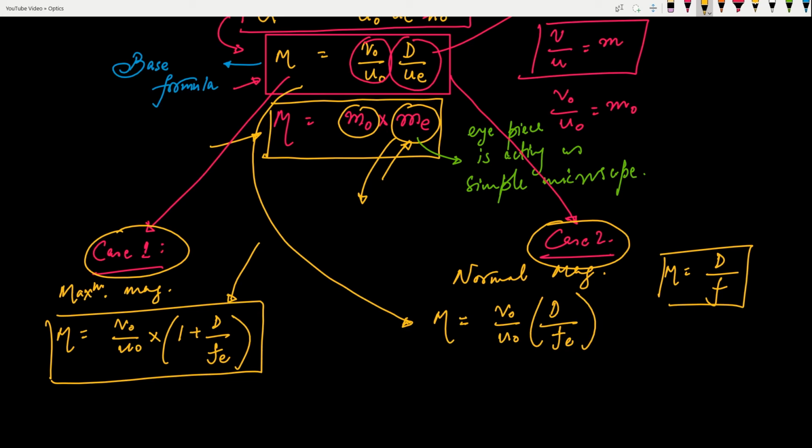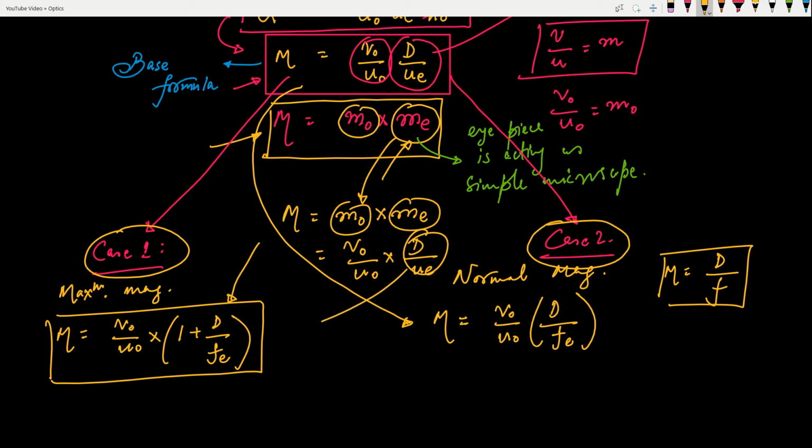So this is all about the concept of the compound microscope. This is super simple. You just need to remember that magnification of a compound microscope is given by magnification of the objective multiplied by magnification of the eyepiece, where for the objective you just put the formula of magnification of a lens, that is V0 by U0, and for the eyepiece, which is acting as a simple microscope, just put the base formula d by UE. Now change this d by UE according to case 1 and case 2. If it is maximum magnification, use this formula. If it is normal magnification, use this formula, and it's done. I hope the concept is clear.